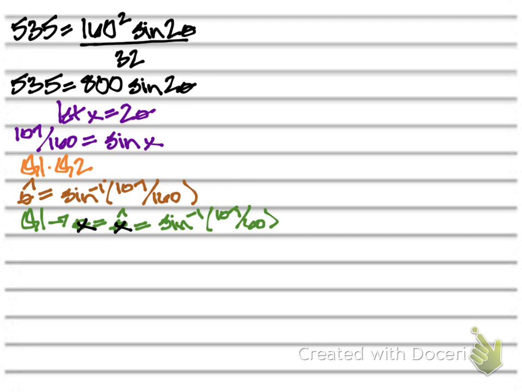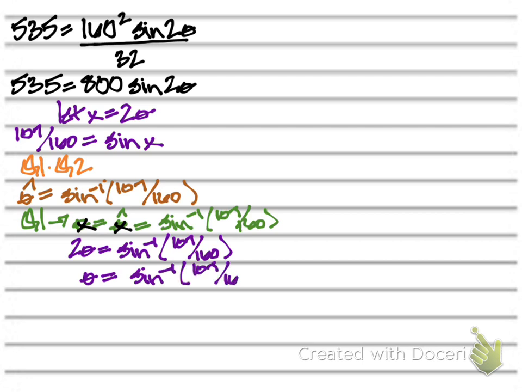So then if I make that substitution back with a 2 theta, if I have 2 theta is the inverse sine of 107 over 160, I see that. Then to find theta, I'm dividing it by 2, right? So then theta is the inverse sine of 107 over 160, just divided by 2.